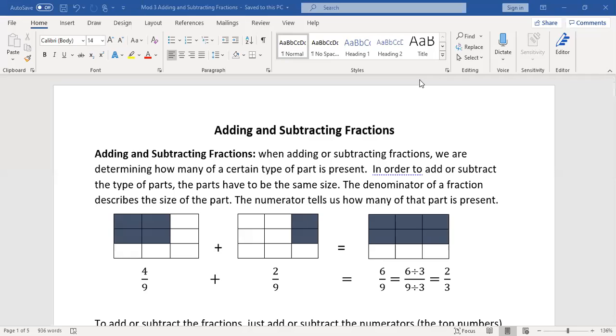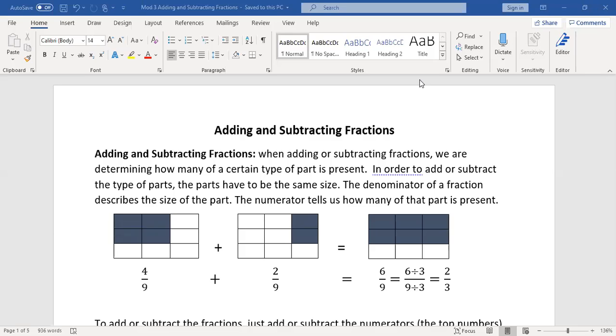The numerator tells us how many of that part is present. In our first rectangle, we have 9 separate parts. 4 of them are selected, so we have the fraction 4/9. In the second rectangle, we have 9 fraction parts, with 2 of them being selected, so we have the fraction 2/9.